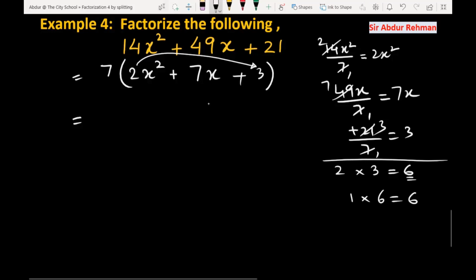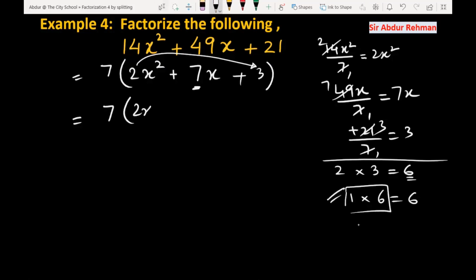We need the middle term 7. 6 plus 1 is 7. Yes, it is the correct factor. So we can take 6 and 1. So 7 copy, 2x squared, plus sign copy here. Now write down the biggest number 6x, then x, and write down the same sign, plus and plus, because we are going to add 6 plus 1 is 7, and plus 3.